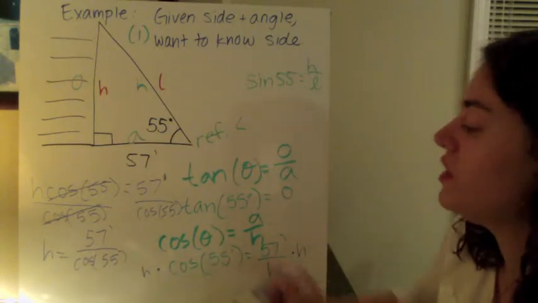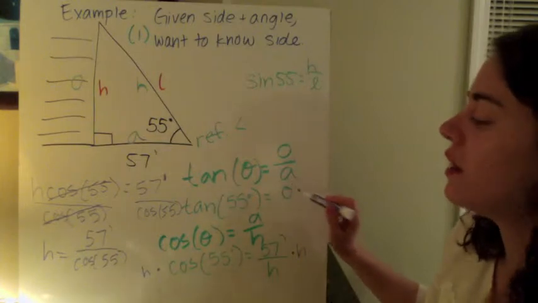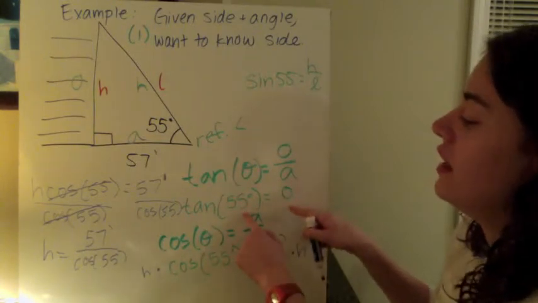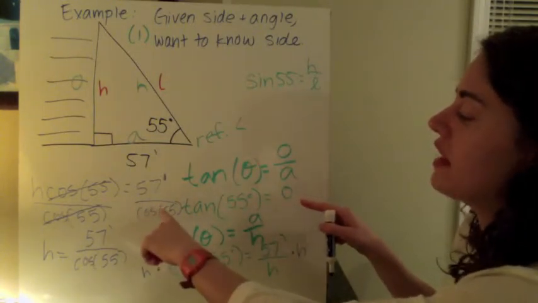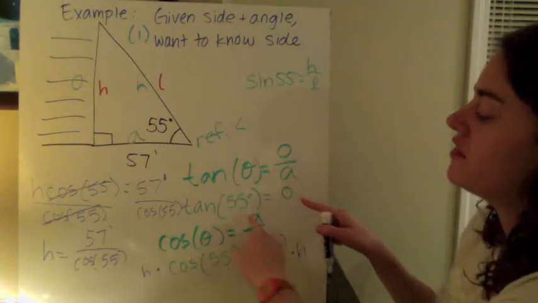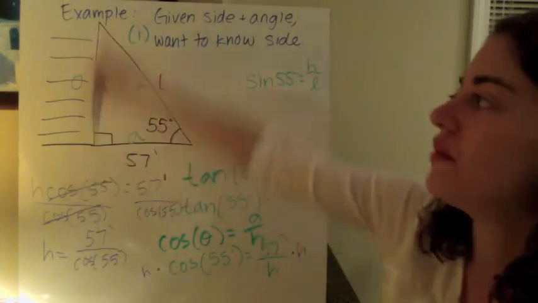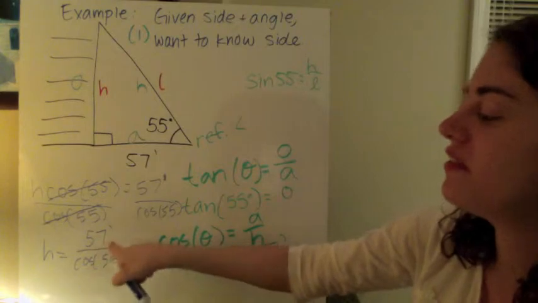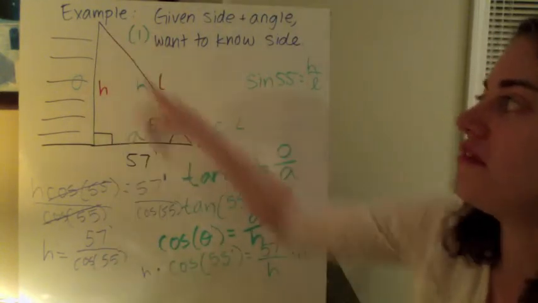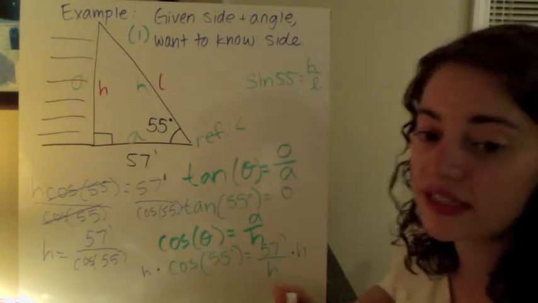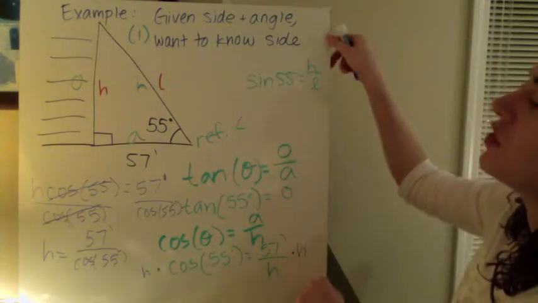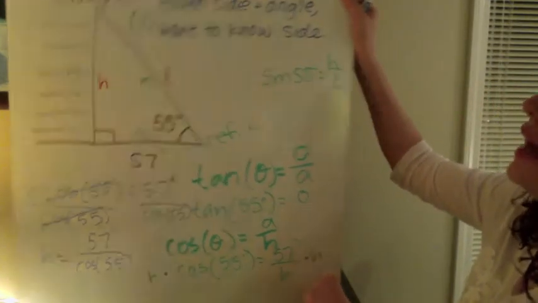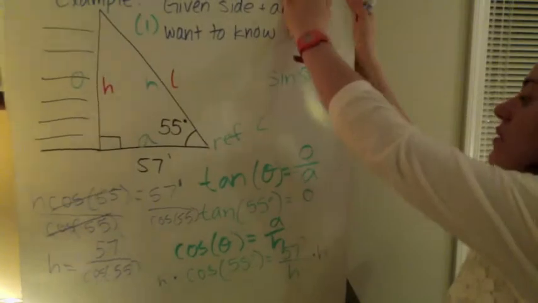So from these two expressions, we would have found tangent of 55. I believe we had 57 here. 57 times tangent of 55 is equal to this side right here, and 57 feet divided by the cosine of 55 is equal to that distance there. So this was an example of given a side and an angle where we want to know a side.